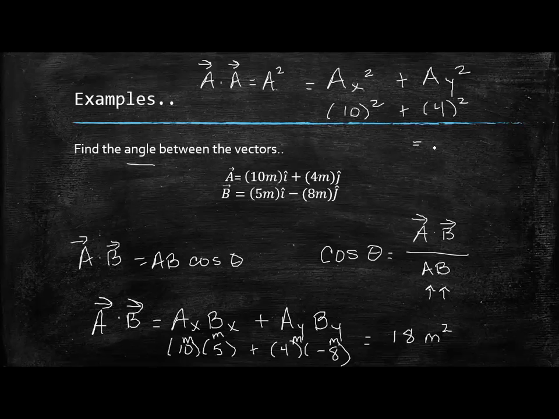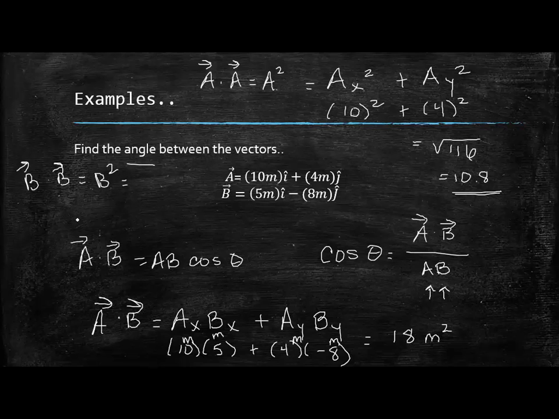So our A value is equal to the square root of 116, which is 10.8. So this is the magnitude of vector A. Let's look at finding the magnitude of vector B. We're going to do the same thing. Dot product between a vector and itself is going to give us the magnitude.